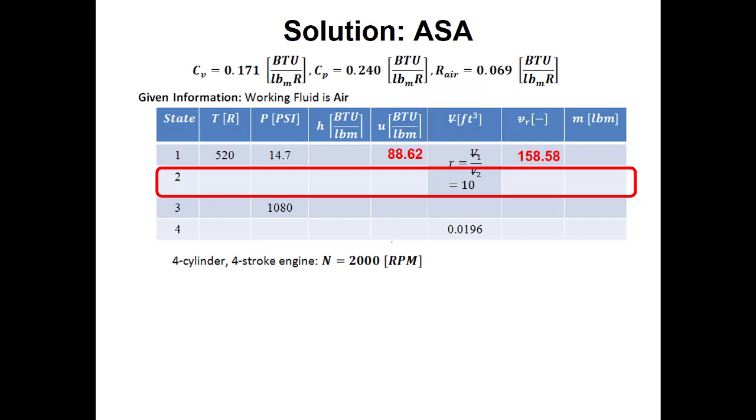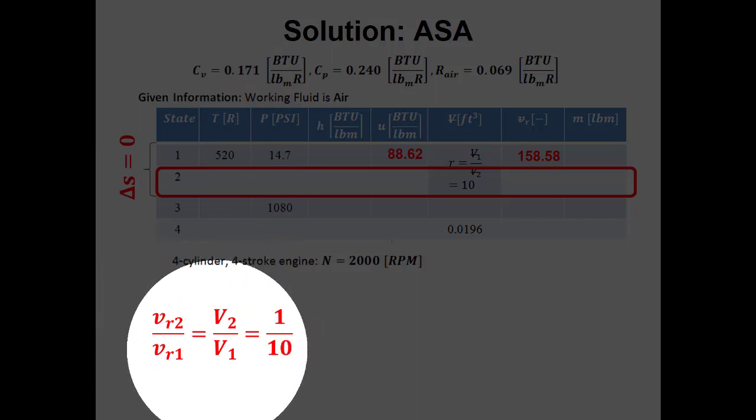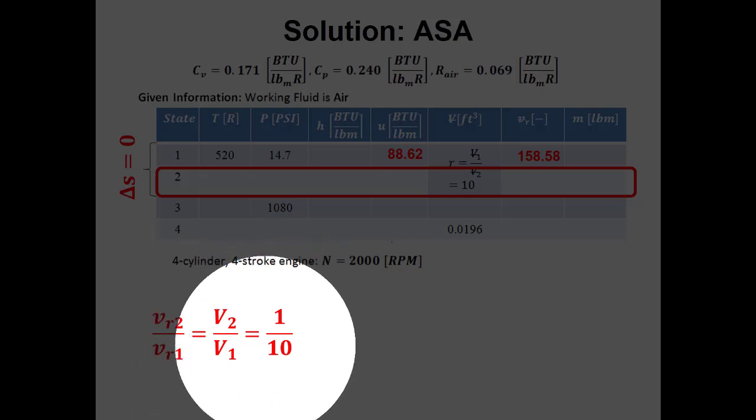Now I have to move between state 1 and state 2. This is an ideal gas, so I can always use the ideal gas law as I move between states. But remember, it's really important to know which of these processes are isentropic. As we move from state 1 to state 2, this is a compression stroke, so it's adiabatic and we're trying to find work. This is one of those processes that's isentropic. Because it's isentropic, I can use the expression that the ratio of the reduced volumes is equal to the ratio of the volumes. I know that V2 over V1 is 1 divided by the compression ratio, or 1 over 10.